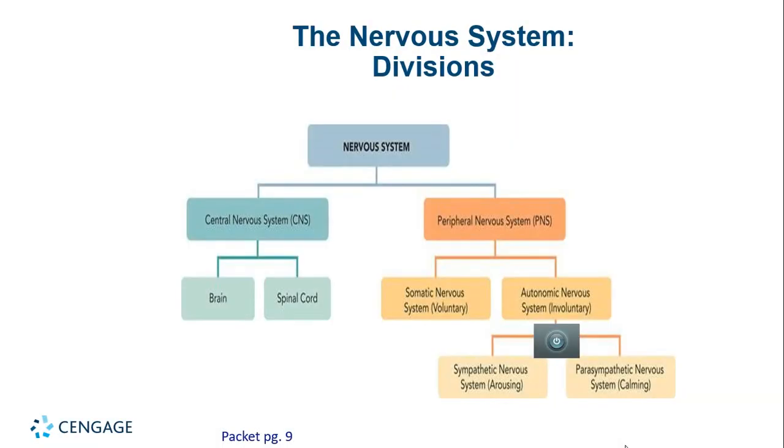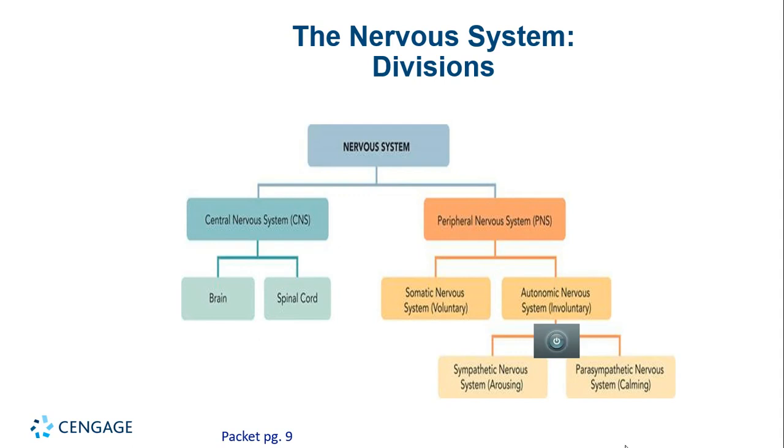Now, what you're seeing here in front of you is the division of the nervous system. And I will make a point that this will show up quite possibly in a test. So it is something to kind of memorize and understand. Now, the first division here is between the central and the peripheral nervous system. Your central nervous system, this is your brain and your spinal cord.